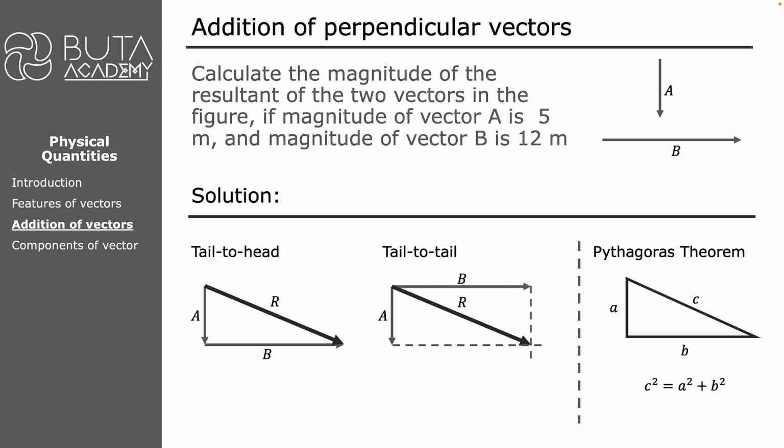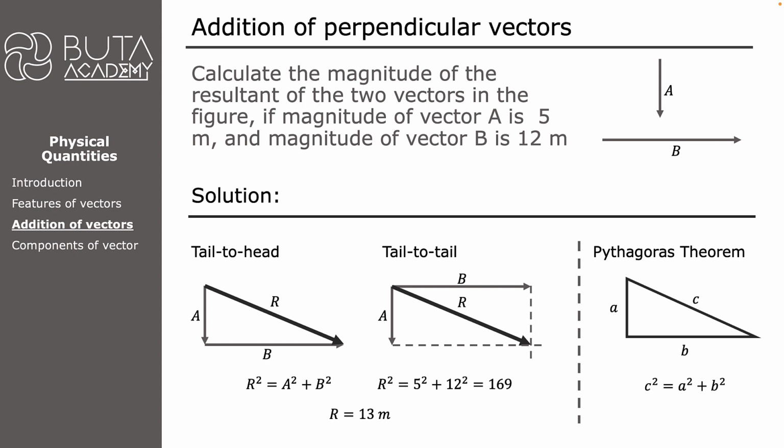We can apply this theorem in our question to calculate the resultant vector. Square of the resultant vector is equal to A square plus B square. After substituting A and B, R square is equal to 5 square plus 12 square. If R square is equal to 169, R is equal to 13 meters. For this question, we were asked to calculate only the magnitude of the resultant vector. In our next video, we will learn how to calculate the direction as well.